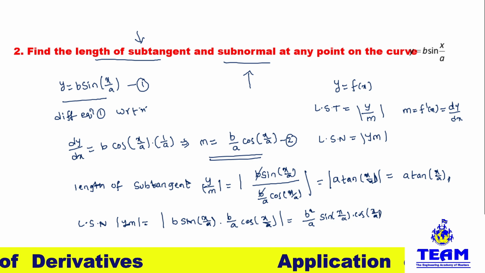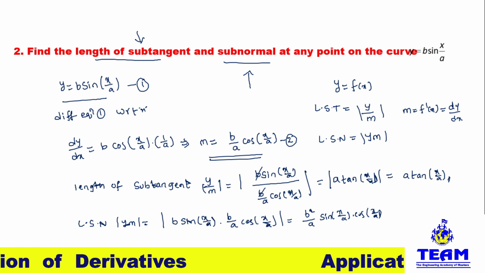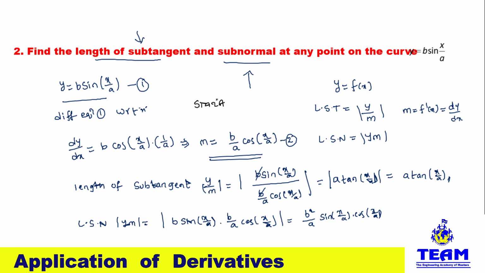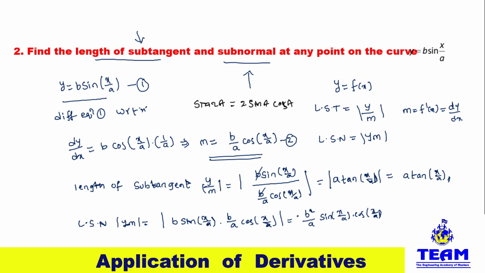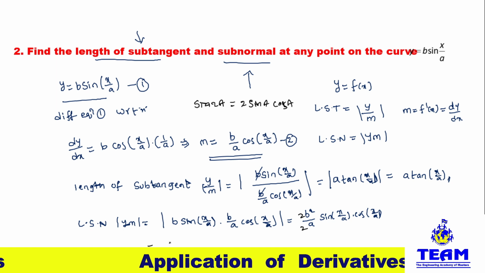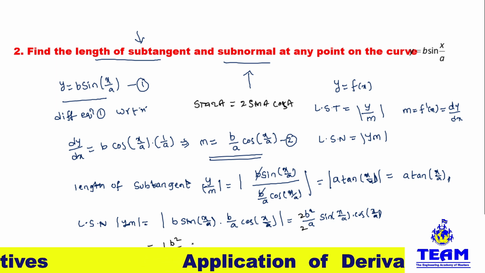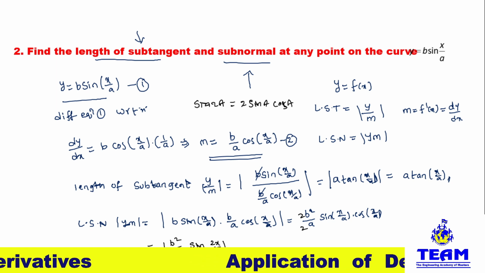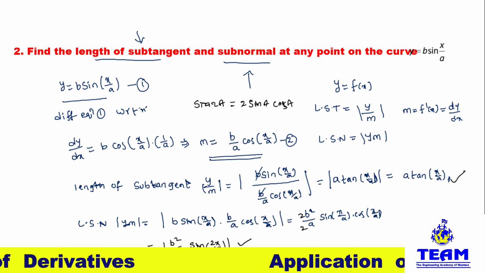You can stop here. Otherwise friends, you have a formula. Which formula? You recall this formula? Friends, we have a formula sine 2a is equal to 2 sine a cos a. So multiply with 2 and divide with 2. Then you will have length of subnormal is equal to b square by 2a into sine of 2x by a. That's it friends. So this is called length of subnormal, and this is called length of subtangent.